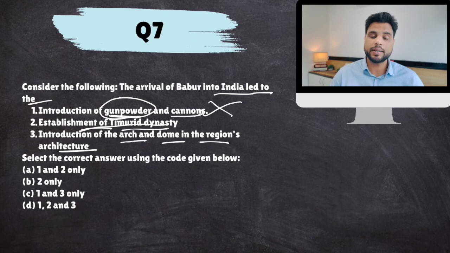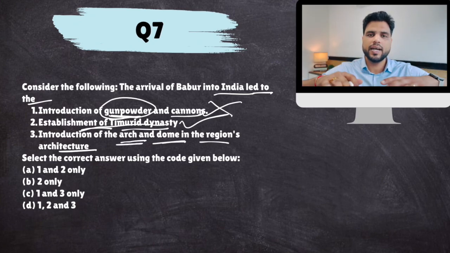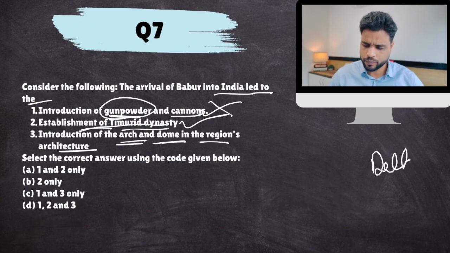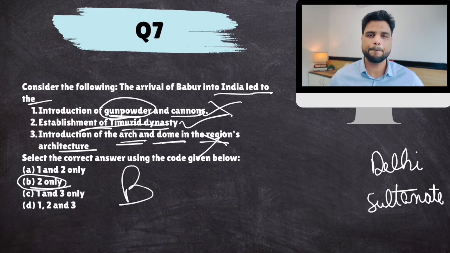Establishment of Timurid dynasty, yes. The Mughals called themselves successors to Timur. Okay, they considered Timur to be their predecessor. So they did establish Timurid dynasty, yes. Introduction of arch and dome. The domes in Indian architecture and the arches were introduced during Delhi Sultanate only. Khaljis and Tughlaqs. So this is false. The Mughals didn't introduce it. It was already there in Indian architecture. So the answer would come out to be 2 only.